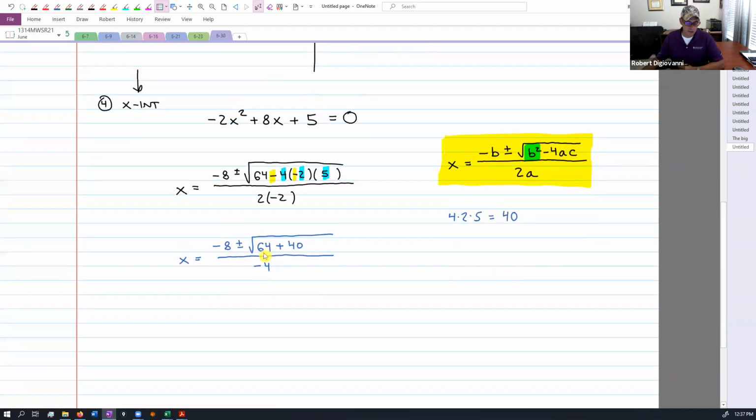Okay, Caitlin, I'd like to see if you can add those up together. What does that add up to? 104. Square root of 104, right? Underneath there, and then over -4.